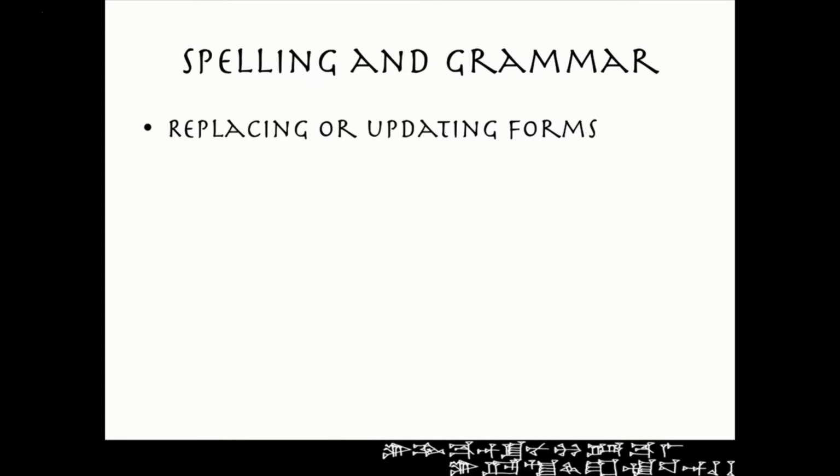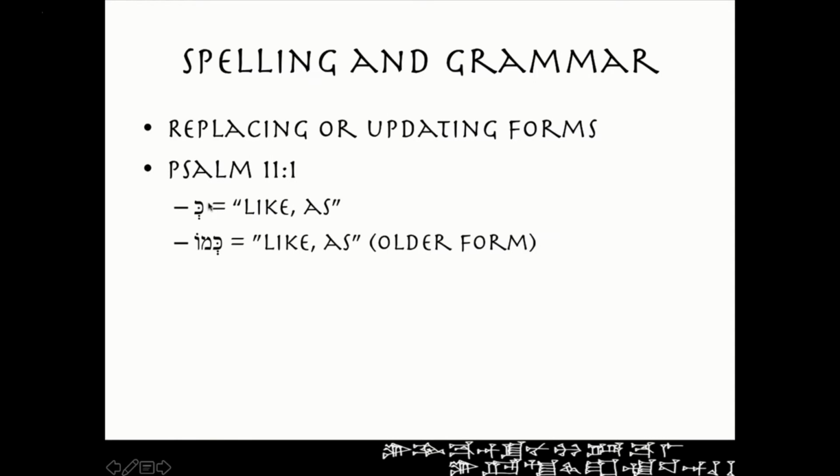One of the things that was done was that scribes would attempt at times to replace archaic or older forms with forms that would be understood better by the reader. So in Psalm 11:1, the kaf here means like or as. This is the normal way of writing it, or the more common way. But there's a more poetic form, kmo, which is a longer form. It's perhaps older, archaic.